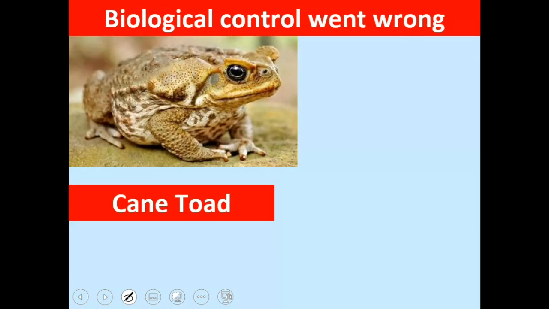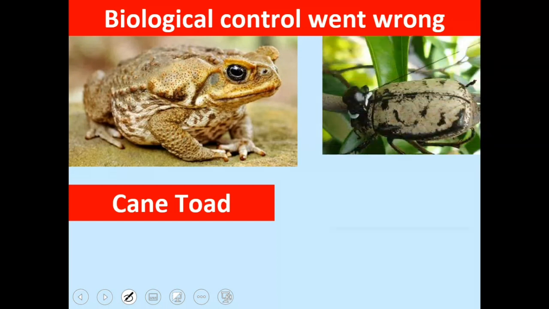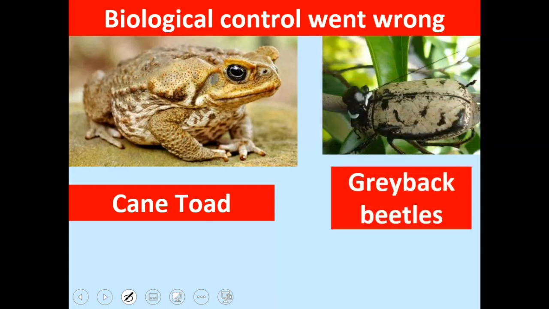Biological control can go wrong. This part is not given inside of your booklet, so please just focus on my lesson over here. Cane toad. I'm gonna tell you a story about this cane toad. Cane toad, like the word suggests, was introduced to protect some of the crop against some of the insects, such as what you see over here, grayback beetles. Cane toads were introduced a lot in America so that they can protect sugarcane, and this involves South America too.